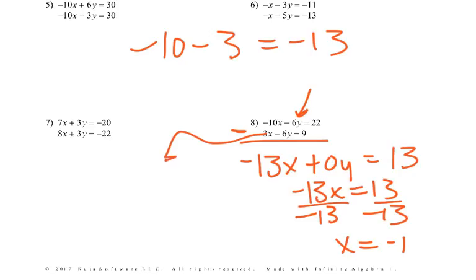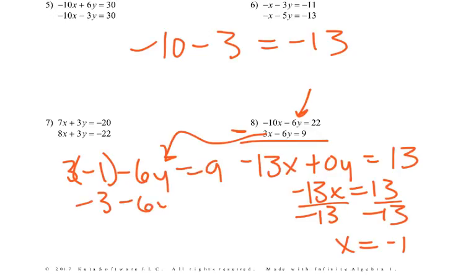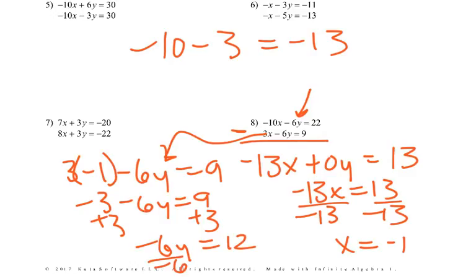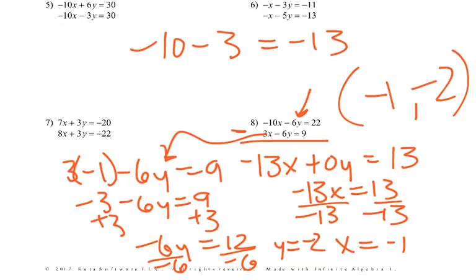Take any one of these equations, doesn't matter. Replace the x with negative 1. Then simplify. Negative 3 minus 6y equals 9. Add 3. Negative 6y equals 12. Divide by negative 6. We get y equals negative 2. So the point where these two lines intersect, their one solution, is negative 1, negative 2. And there we go with the elimination.